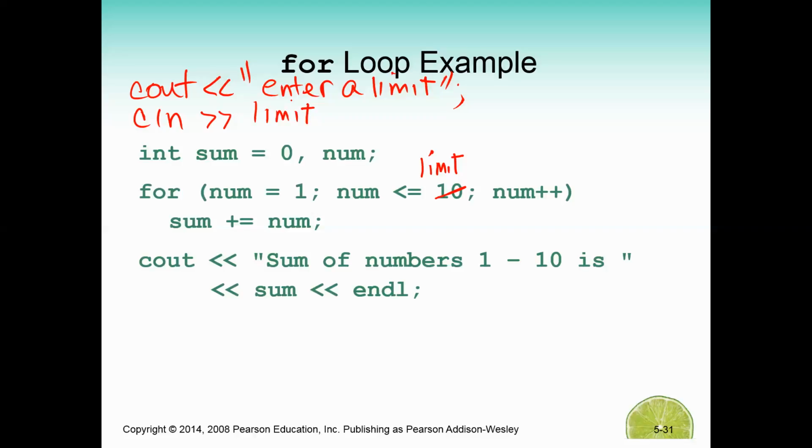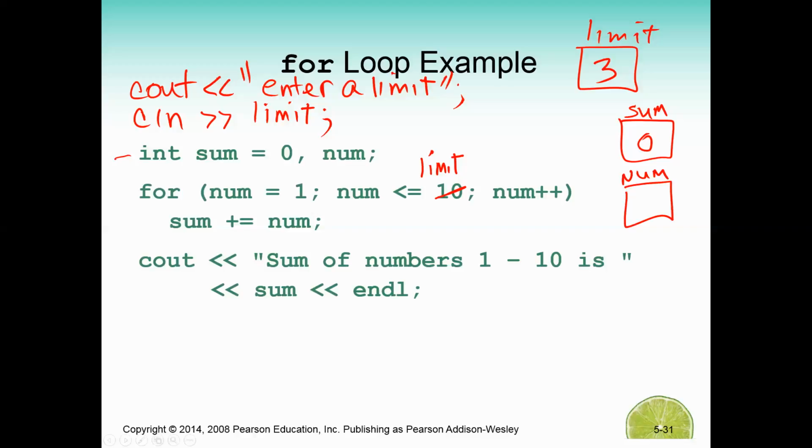Limit. Okay, we start by giving this. Let's suppose that the user enters a 3. So in limit, we have a 3. And the next line is going to put 0 in sum. So sum is 0. And then num. Num has nothing, right? The garbage, whatever there was in memory, that's what we have there. So we have this, we have this.